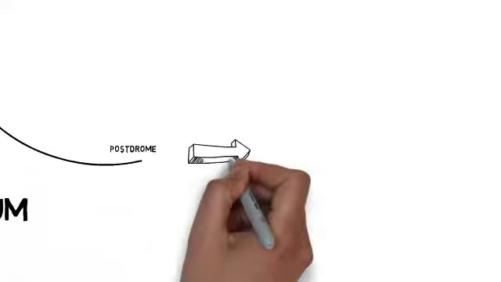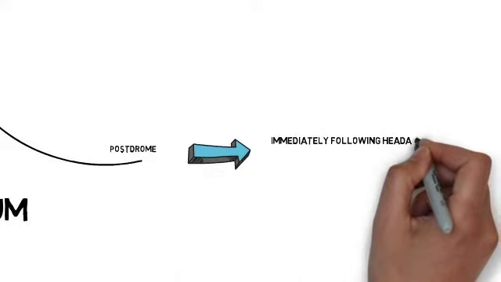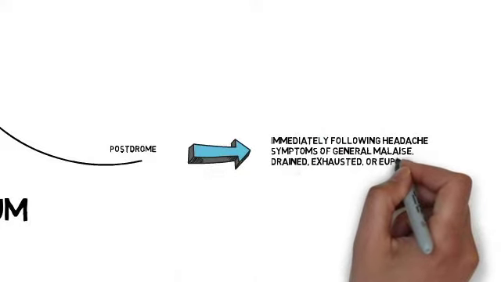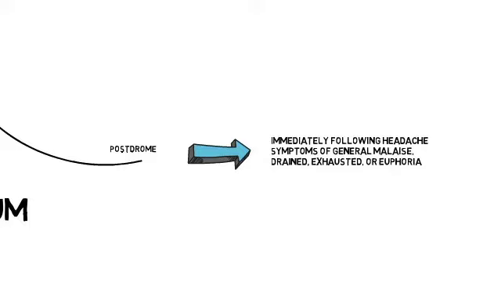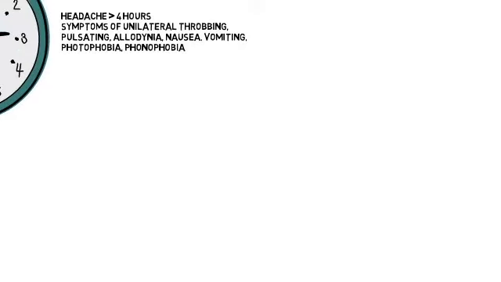Although not much is really known about the postdrome of a headache, at this point in time, we think that it typically immediately follows the headache, and patients will describe symptoms of general malaise. They feel drained, exhausted. Some can actually feel revved up or euphoric, but like I said, we don't really have a lot of good research on who experiences postdrome and what the actual symptoms may entail.